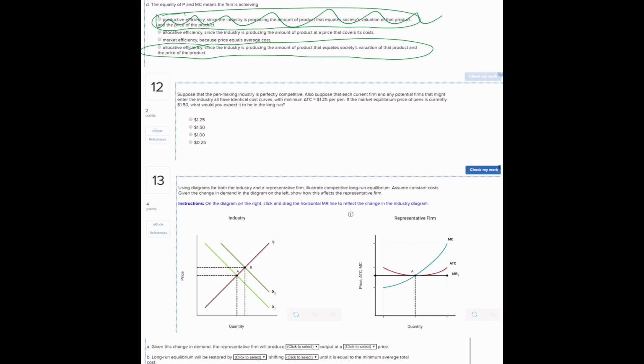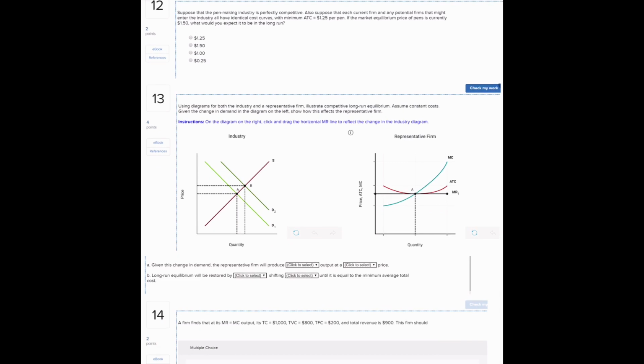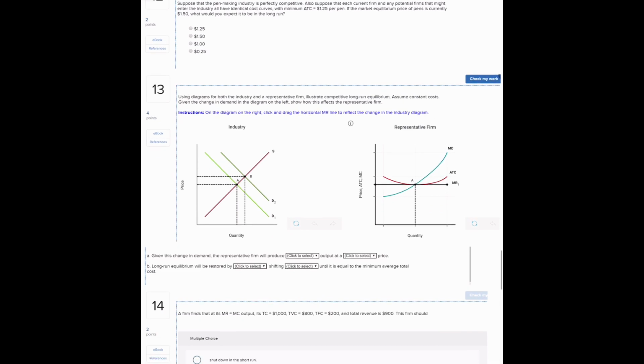And a little memory device for that one, if you ever have a problem with that, is MC equal to D. I'm substituting D for P here. And I tend to think of it in terms of like McDonald's being allocatively efficient. It's what people want.